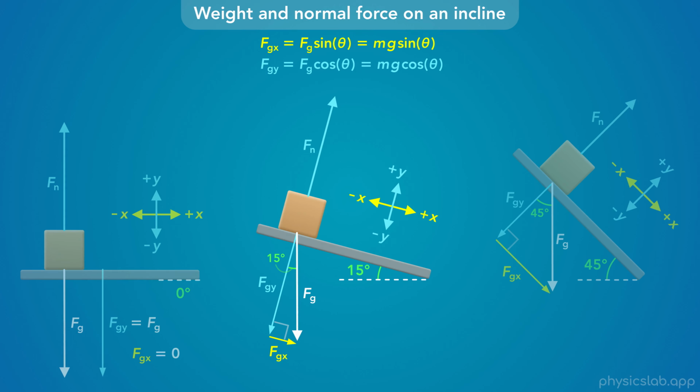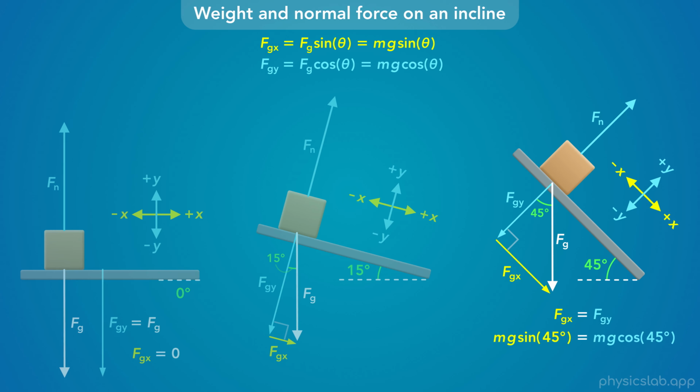If we rotate the incline to 15 degrees, now there's a small x component to the weight force, which would cause the block to accelerate slowly down the incline. The y component of the weight and the normal force both decrease. They're no longer equal to the full weight force. If we rotate the incline to 45 degrees, the weight force is even more aligned to the incline and the x-axis. Fgx increases, and the block would accelerate faster. And Fgy and the normal force decrease. Since the sine of 45 degrees is equal to the cosine of 45 degrees, Fgx and Fgy are equal at this angle.